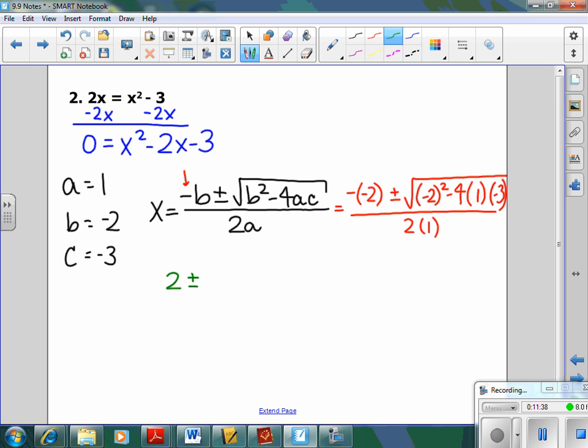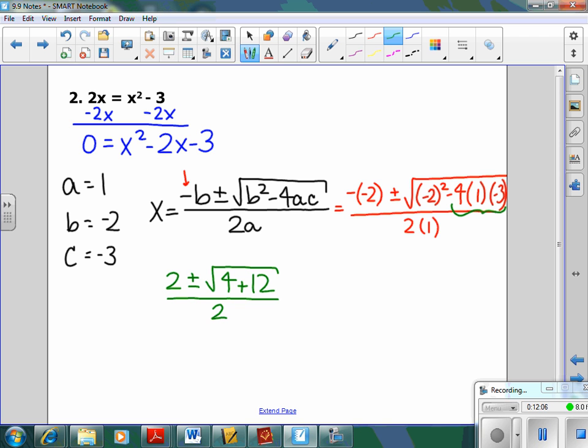Plus or minus the square root of negative 2 squared. Remember, if you type that in your calculator, you need to have those parentheses on it. It's negative 2 times negative 2, which gives us positive 4. And then again, I have this mess right here. Negative 4 times 1 times negative 3 will give me a positive 12. And then it's all divided by 2 times 1. That's pretty easy. Just 2.